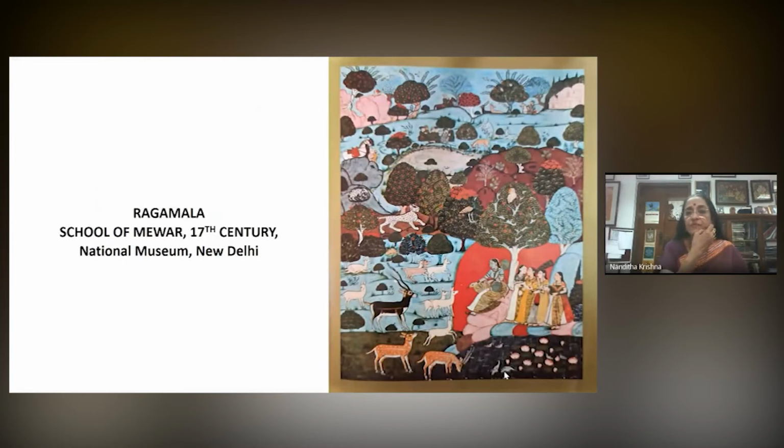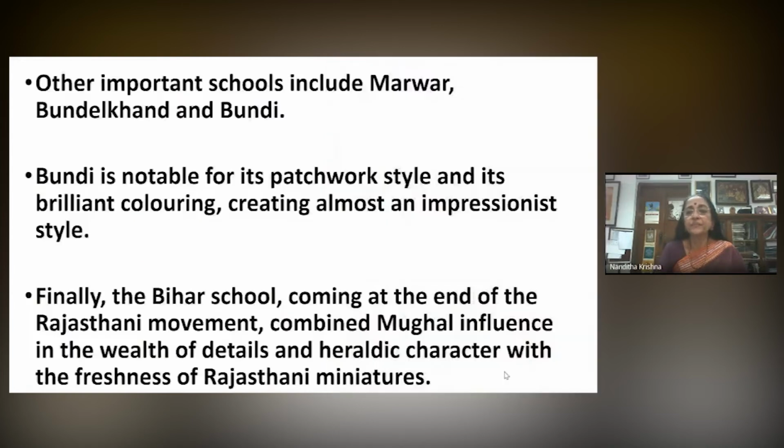Finally, from the school of Mewar, this is a Ragamala painting. So the Ragamala of Deccan had by now gone into Rajasthani art. Now, the other important schools of Rajasthan include Marwar, Bundelkhand, and Bundi, and finally the Bihar school. It is not really in Rajasthan, but it's part of the same movement.